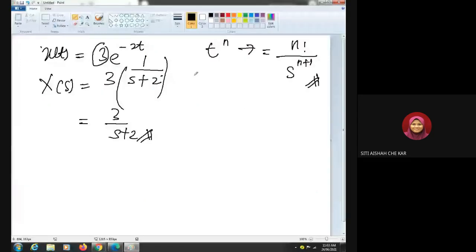Okay, so sekarang katakanlah I have my question. So I have xt equal to 3 t power of 2 exponent negative 2t. So what is my answer?